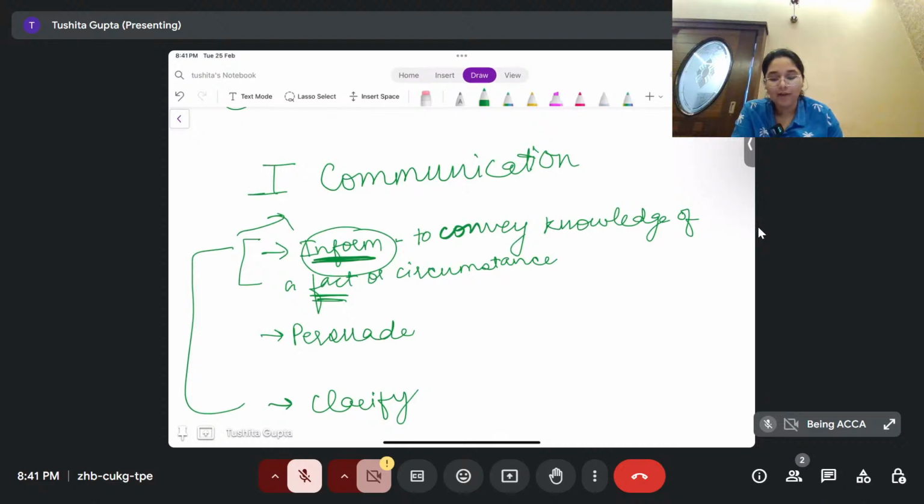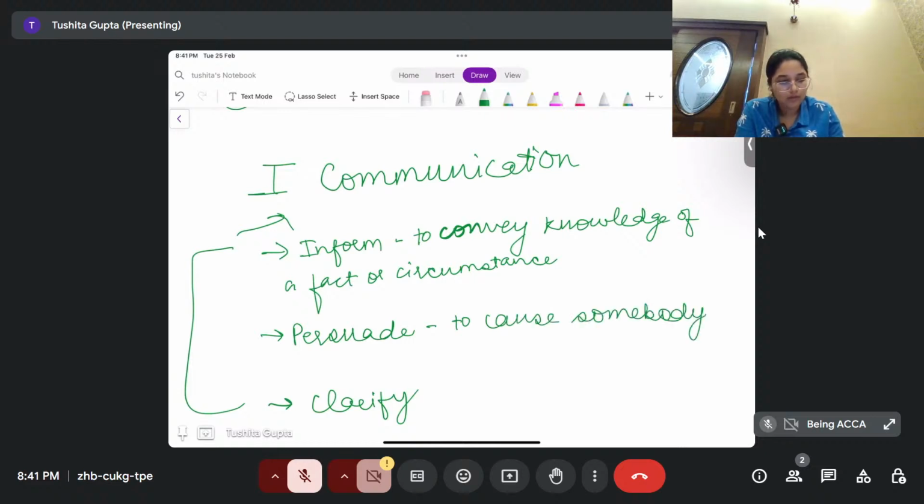Perfect. So, I will move to the next verb which I have written for you, and this is persuade. Persuade, as it is defined on the study hub again, means to cause somebody to do or believe something through sound reasoning.